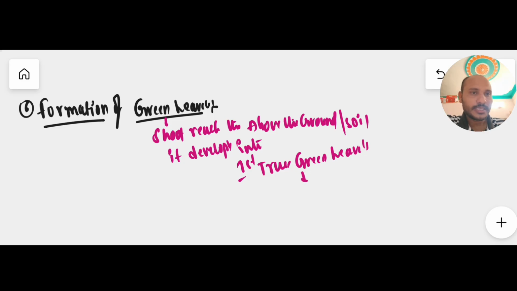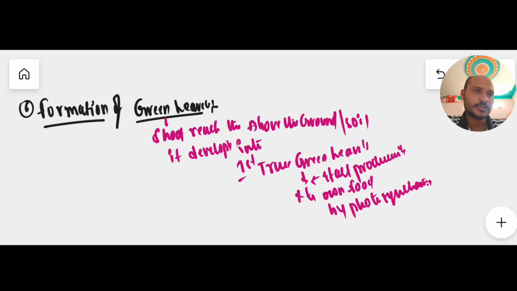Then it begins photosynthesis. These green leaves start producing their own food by photosynthesis. Till the formation of green leaves, the food material for embryo development is served by the cotyledons. So this is all about how a seed gets germinated.